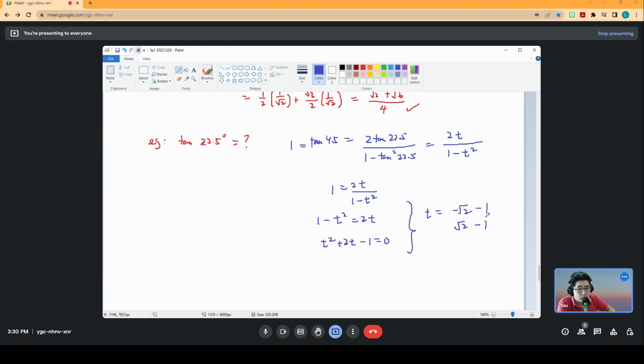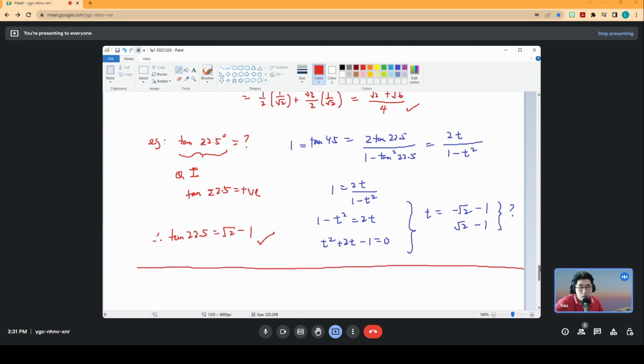But the thing is, which one is the correct answer? Tangent 22.5 falls under the first quadrant. Therefore, tangent should be a positive number. Hence, you will see that tangent of 22.5 should equal square root 2 minus 1 as your answer, because of course negative square root 2 minus 1 is a negative answer. Then from here you can do it further with all the different questions that we have.